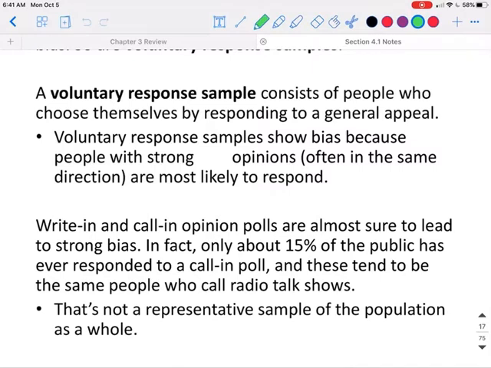In fact, only about 15% of the public has ever responded to a call-in poll, and these tend to be the same people who call radio talk shows. That's not a representative sample of the population as a whole.